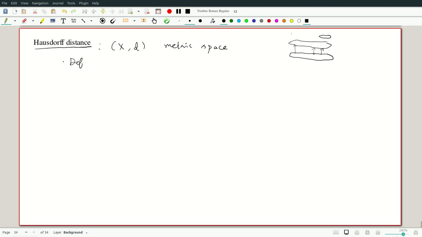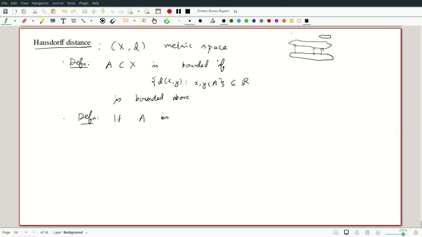So let's define: a set A in X is bounded if the set d(x,y), where x and y are in A, which is a subset contained in R, is bounded above, which can be spelt out as there exists M such that so and so happens. Okay, and definition: if A is bounded and if it's not allowing values infinity, define the diameter of A as the supremum of the distance between points. Okay, so this is our first step, which is the size of a set.